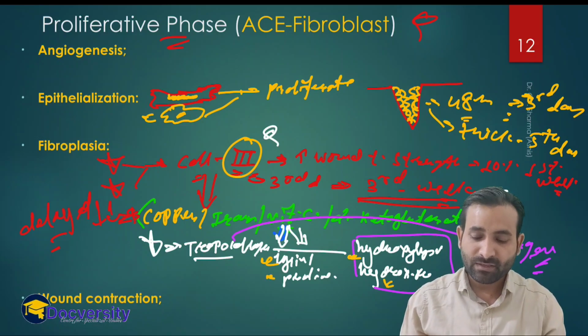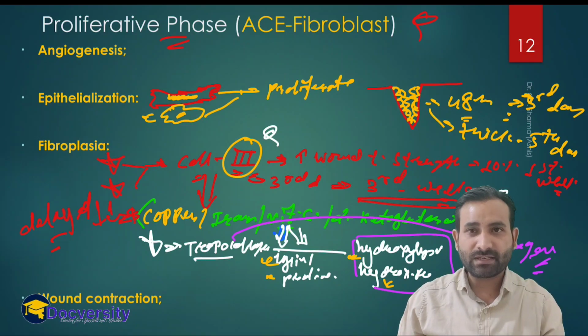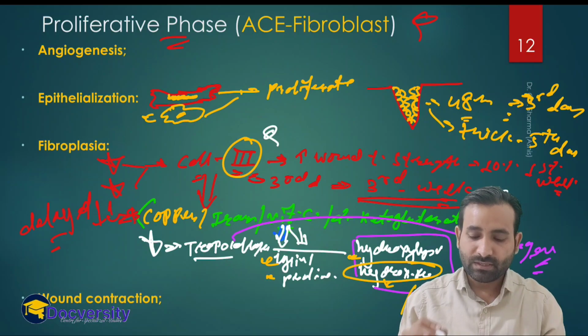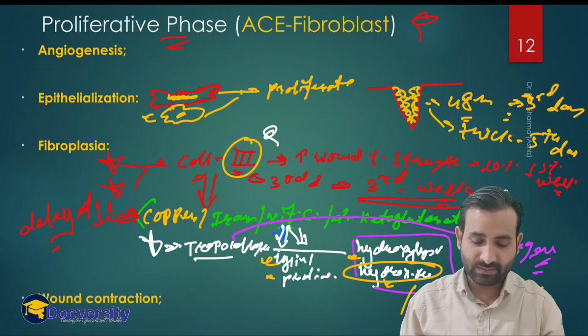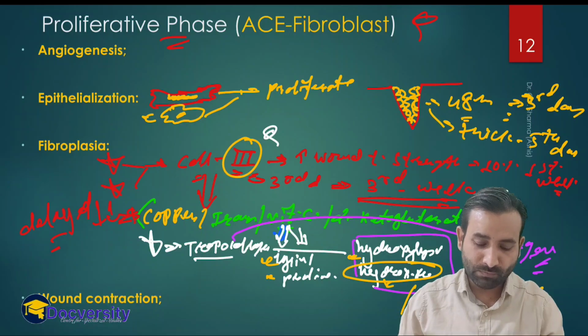hydroxyproline. So at the time of this fibroplasia or the proliferative phase, when you check the urine, the hydroxyproline level will be increased in the urine. So the presence of hydroxyproline in the urine, this is the indicator of what? The rapid collagen synthesis. This is another question in the exam. Hope you understand.